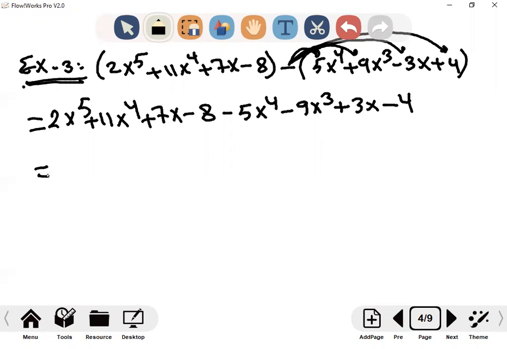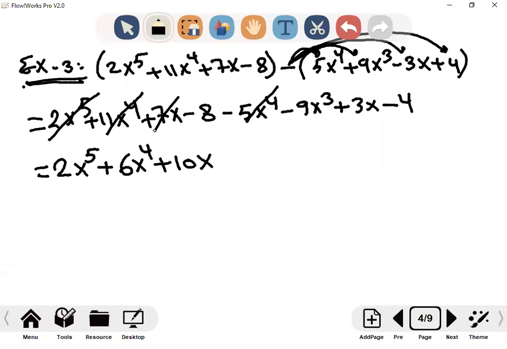Here, 2x power 5, do we have another x power 5? Comes down. Else, cross. 11x power 4 with minus 5x power 4: 11 minus 5, plus 6x power 4. None. 7x with positive: 7 plus 3, 10x, cross. x power 3, do we have x power 3? No. So minus 9x power 3 comes down. There is no other. Negative 8 with minus 4, minus 12.